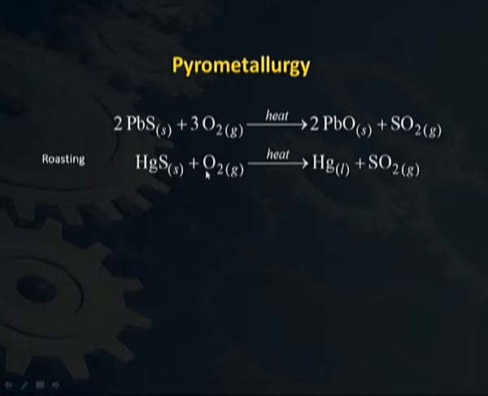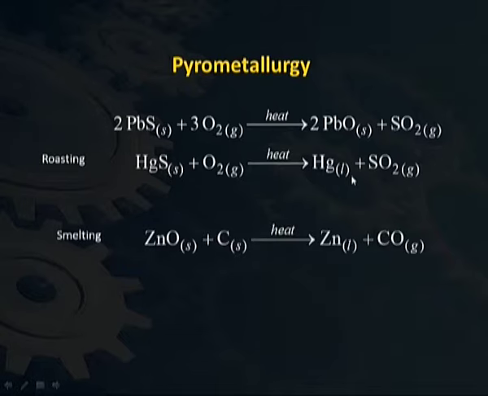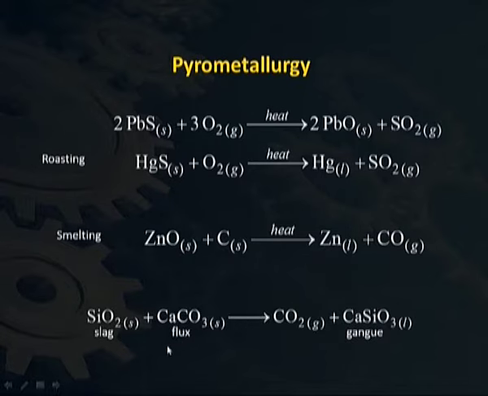So here are some examples of the reactions we have discussed so far. We have lead sulfide reacting with oxygen to form lead oxide, and this is forming a solid product. This is a pyrometallurgy process, and when you form a liquid product we call it smelting. In another example, here again we are forming a liquid product, zinc oxide, and here is an example where a flux is added to remove the silicate waste and form a gangue material which floats up because of its lower density.